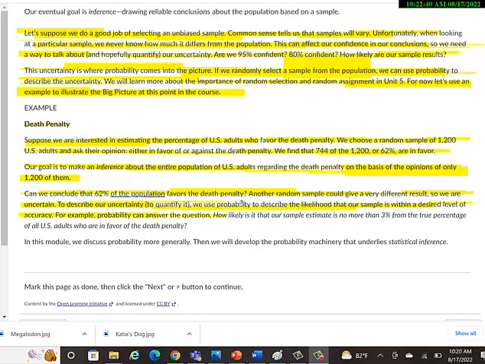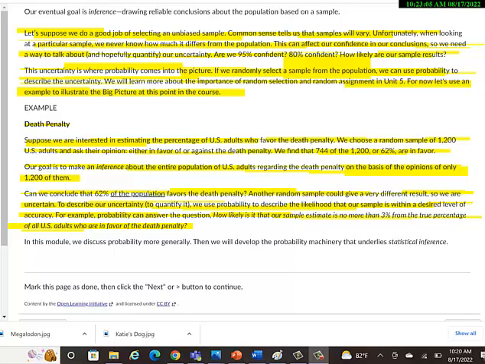For example, probability can answer the question, how likely is it that our sample estimate is no more than 3% from the true percentage of all U.S. adults who are in favor of the death penalty? At this point, we don't know how to do that, so don't get nervous thinking, oh, I don't know how to do that. But it makes sense, if this was your study, you would want to know that. You would want to be very confident saying 62% of U.S. adults favor the death penalty.